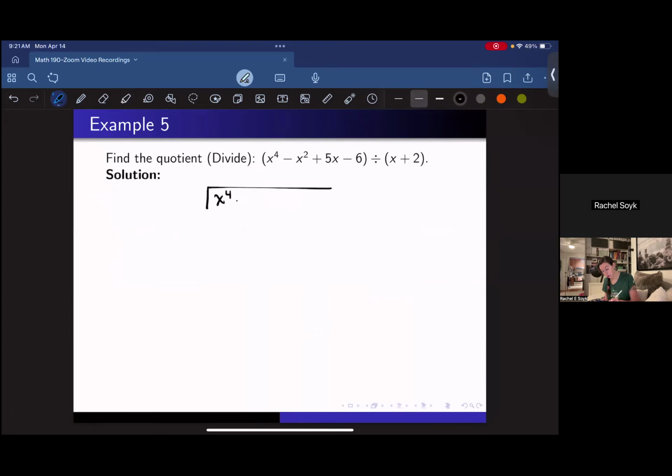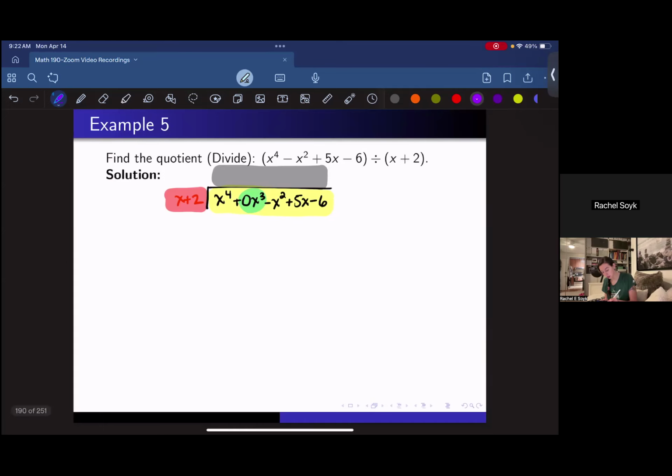X to the 4th plus 0x to the 3rd, we're inserting in that placeholder, minus x squared plus 5x minus 6, all divided by x plus 2. We have our dividend. We have our divisor. We will be looking for our quotient. And then our remainder will be all the way at the bottom, and I'll highlight that in green in a moment. So let's go through.